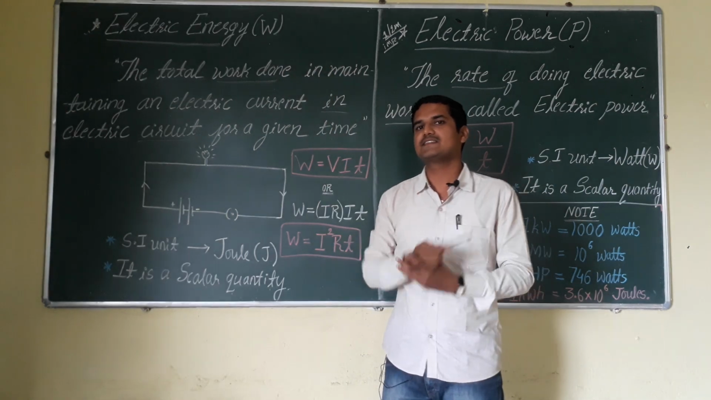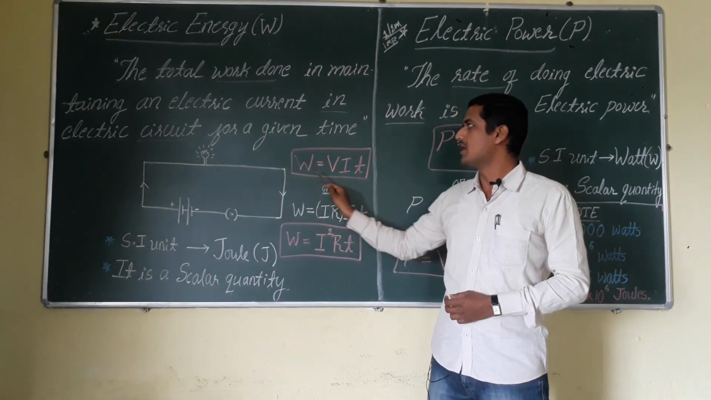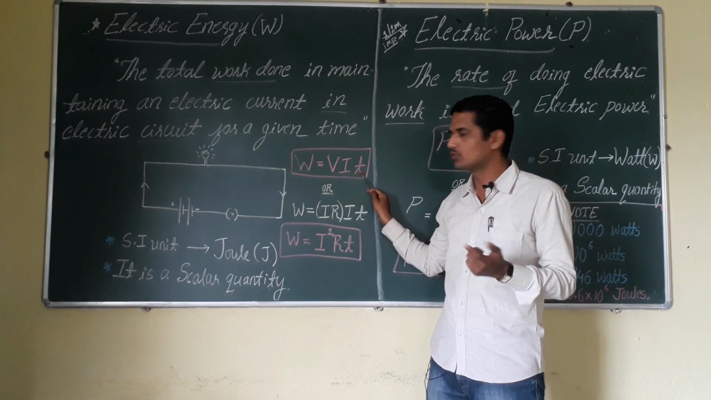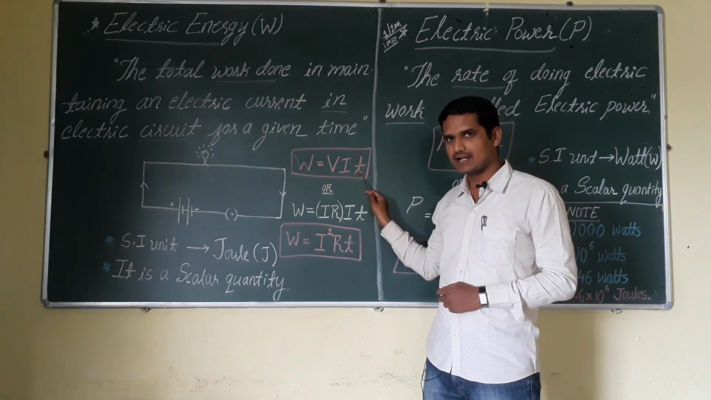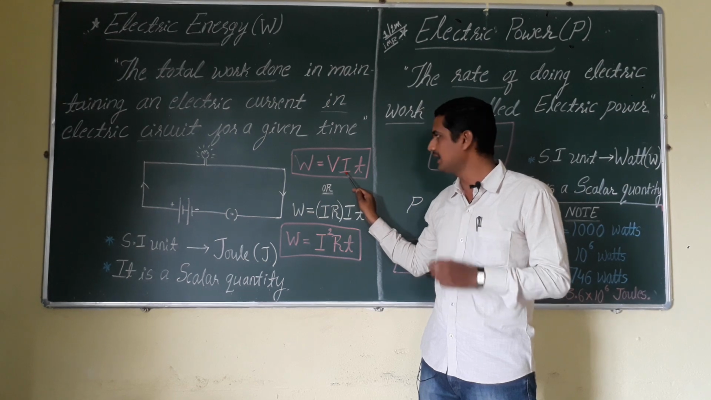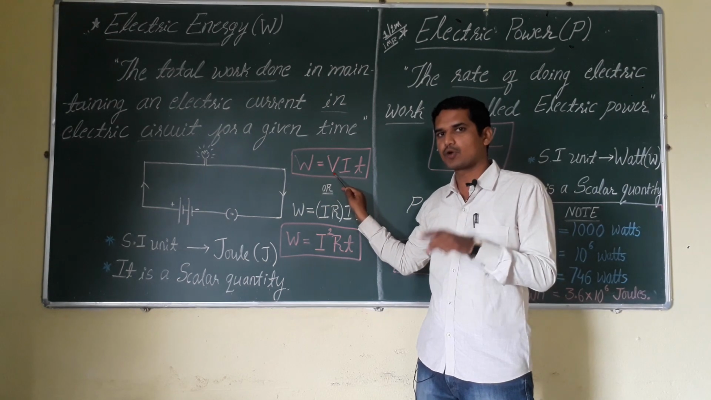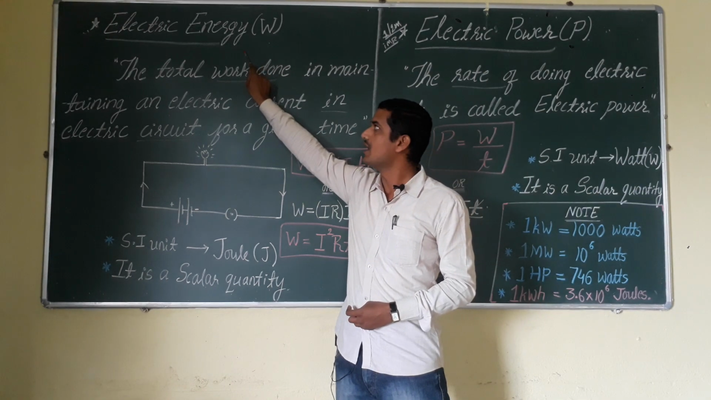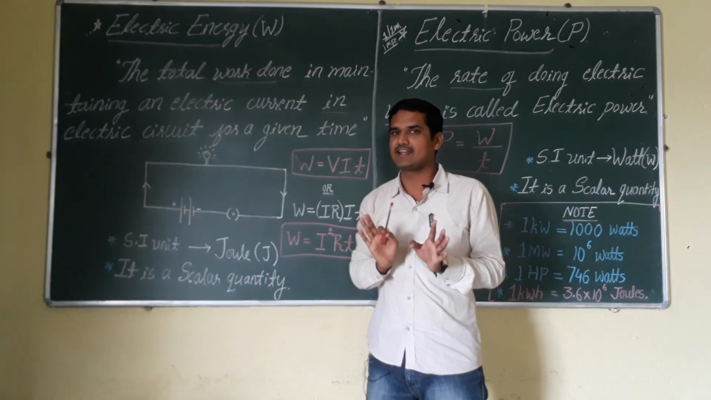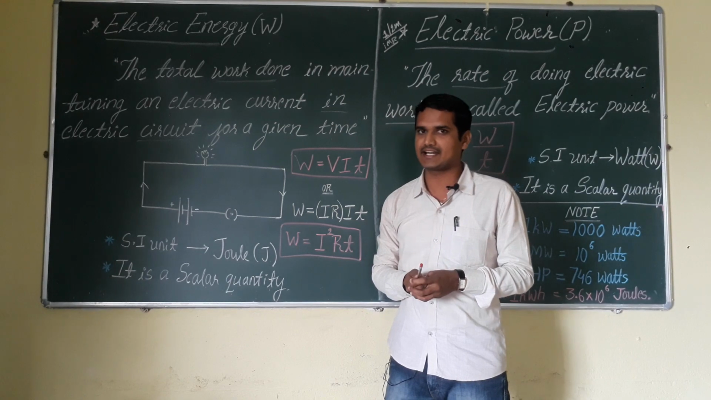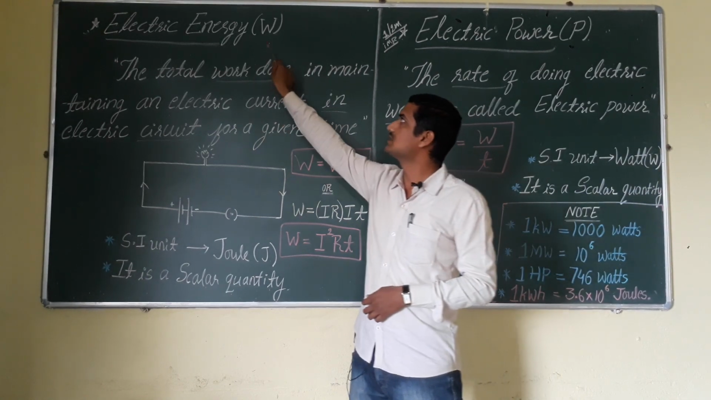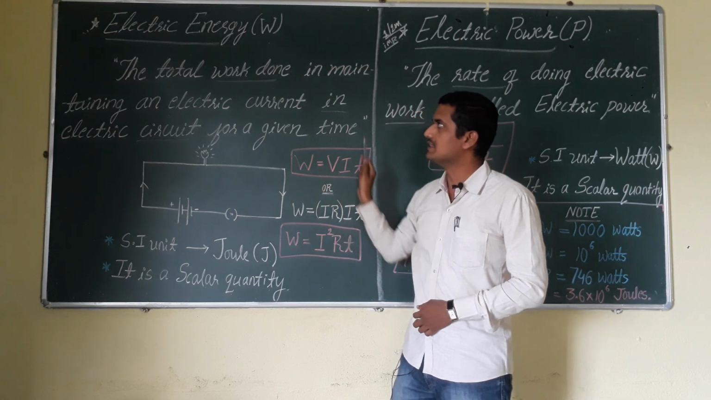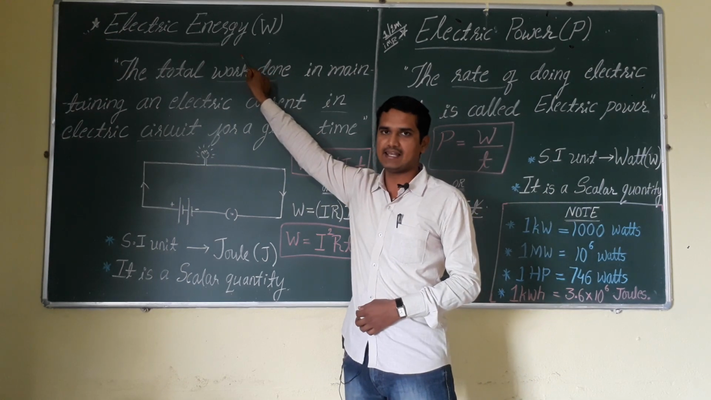To explain this, there is one formula here: W is equal to V into I into T. You already know that T indicates the time taken, I indicates the electrical current, V is the electric potential, and W indicates the electrical energy. Here E is not indicating electrical energy, E is generally used for electric field. That's why we will use the capital letter W. So W is equal to VIT. This is the formula of electrical energy.